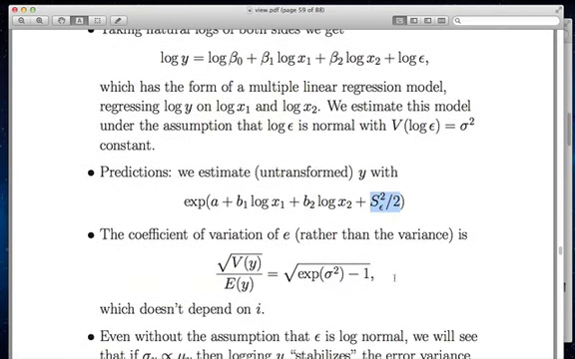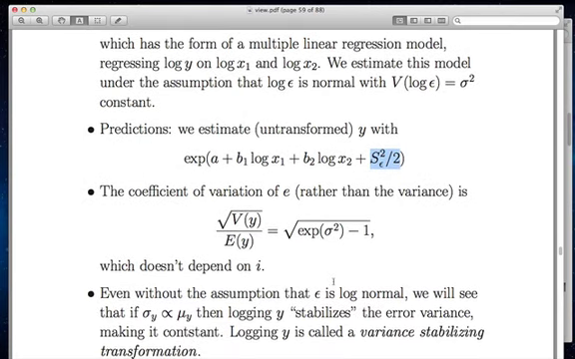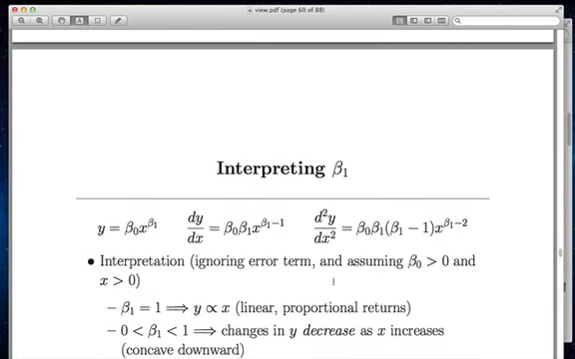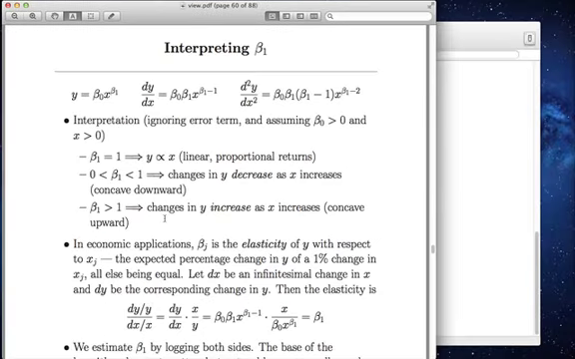The coefficient of variation is going to be the square root of e to the standard error of the estimate squared, minus 1. The interpretation of the parameters is also a little bit different. So let's go back to the original model. To keep things a little bit simpler, let's only have one predictor at this point. And let's just take a look at what this is.